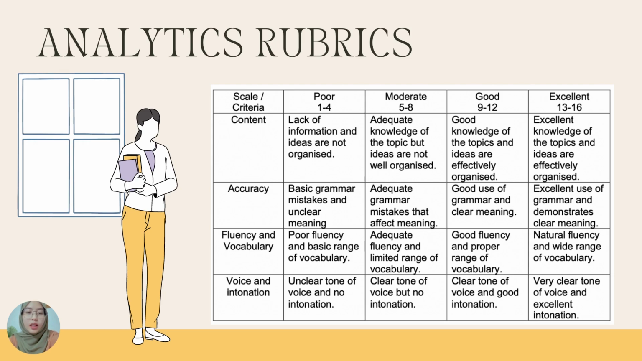Okay, the scale is divided into four: poor, moderate, good, and excellent. The criteria are also divided into four, which is, I look at the content, the accuracy, the fluency and vocabulary, and also the voice and intonation. However, sometimes I think I was biased in grading the students that are more confident compared to students who are timid.